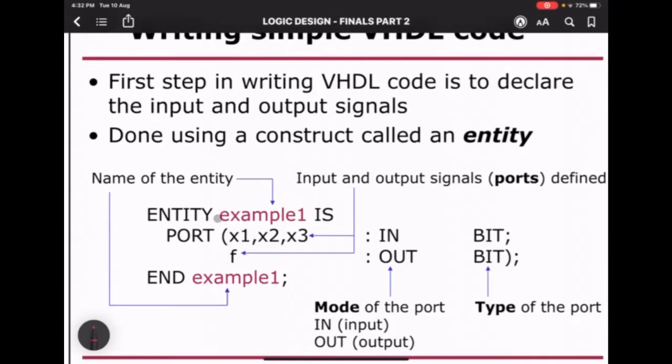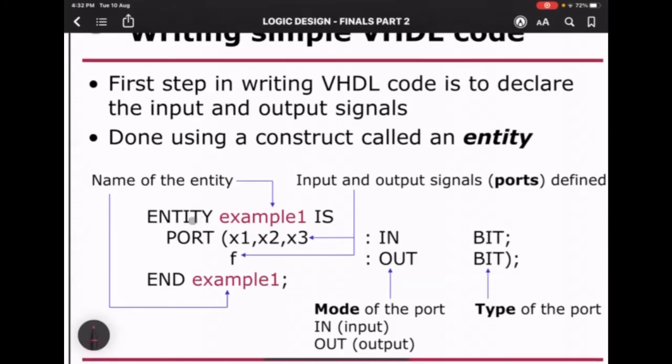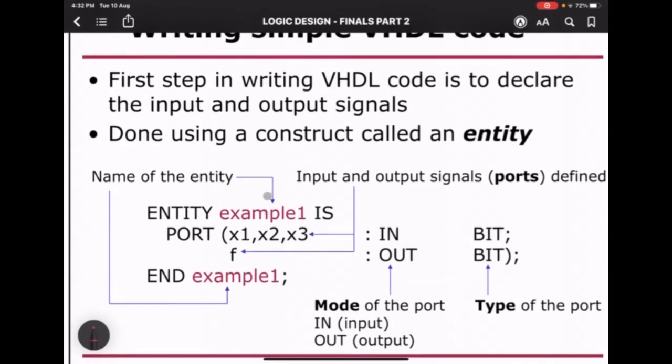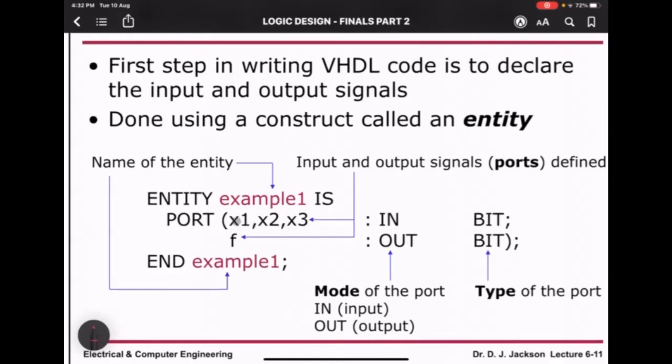Okay? So entity example1 is. This is our format for declaring the entity. The example1 is like a variable name that we define ourselves. Then the port: in the port command, we input the output and the input. So output, input, which are bits, and the type. Here you can see its declaration.